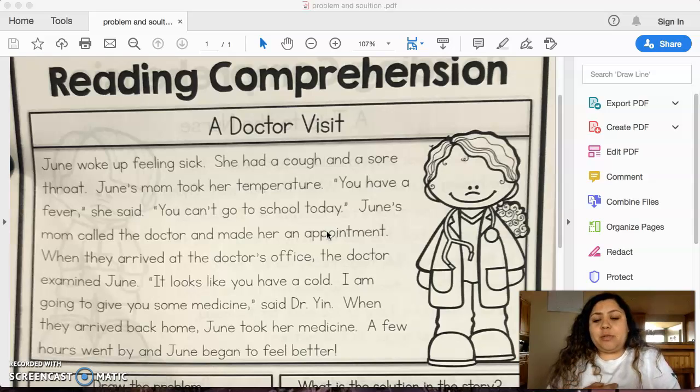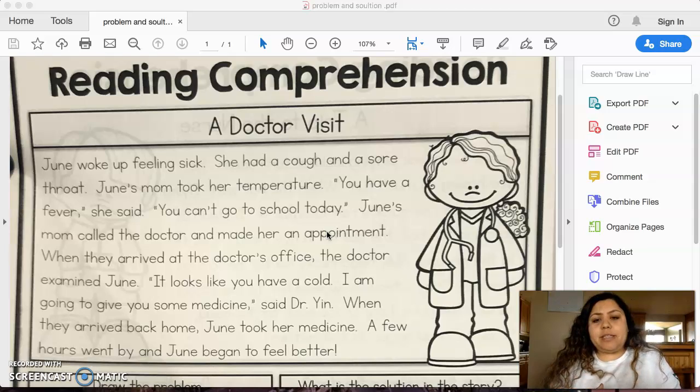The solution I'm going to have for myself is that I'm going to put on a jacket or a sweater, or if I'm wearing a short sleeve, I'll put on a long sleeve. So my problem was that I'm really cold, and my solution is to put something warm on, like a jacket or a sweater. Well, today we're going to be working on that.